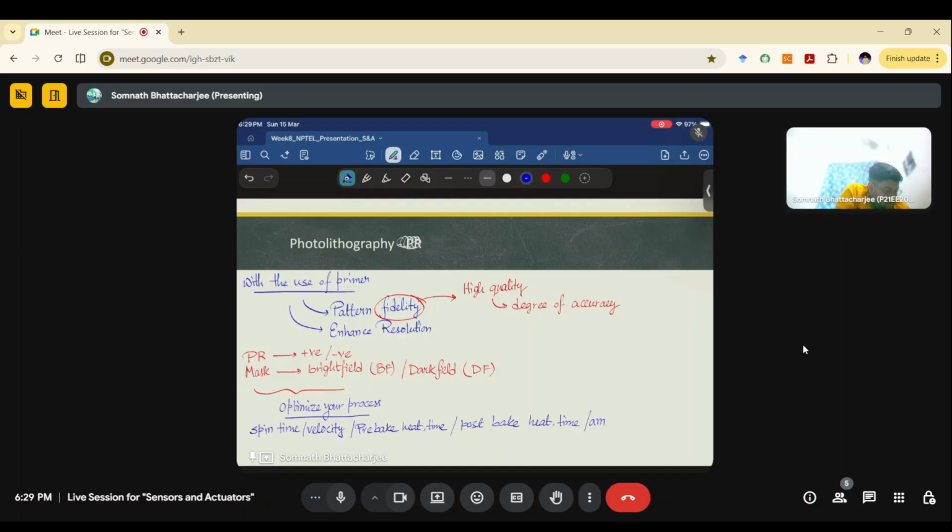The amount of PR is also necessary. So how much PR are you dropping on top of each of your substrates, and what is the velocity of it, what is the spin time of it and everything. So you need to optimize everything.